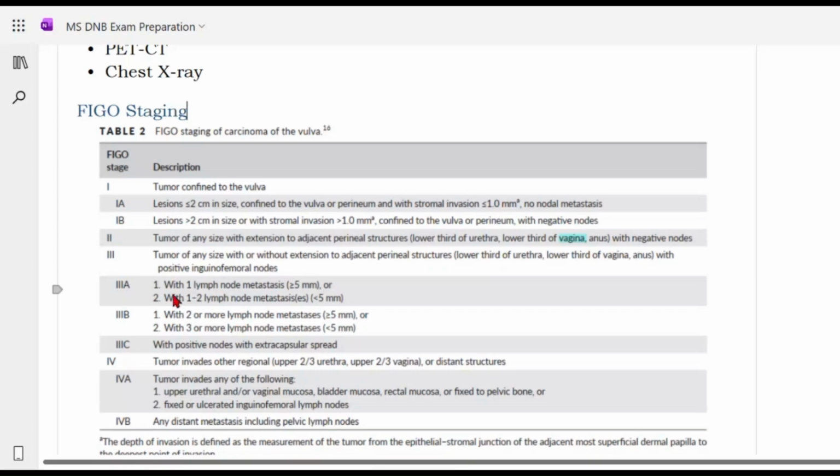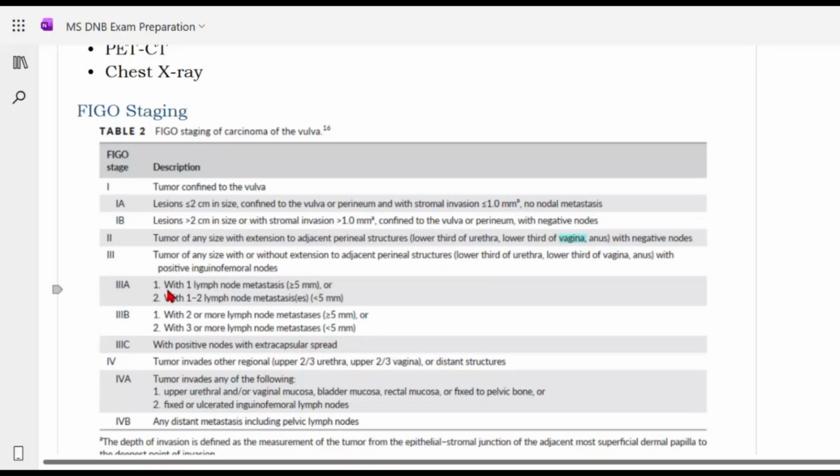Okay, stage 3A, where stage 3A is again divided into 3A1 and 2. If you have got a single lymph node which is more than or equal to 5 millimeter, then it is stage 3A1. Okay, or with 1 to 2 lymph node mets which are less than 5 millimeter. So if you have got up to 2 lymph nodes but they are less than 5 millimeter, then still it is stage 3A. Okay, stage 3B, here two conditions are involved. Either you have 2 or more lymph nodes which are more than 5 millimeter in size, or second, you have 3 or more lymph nodes which are less than 5 millimeter.